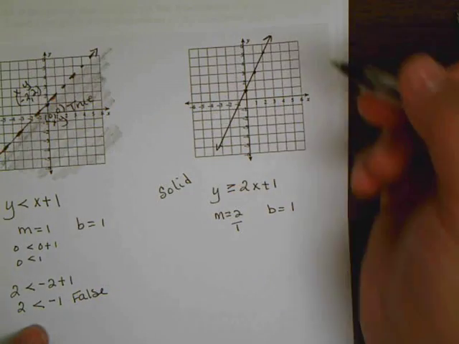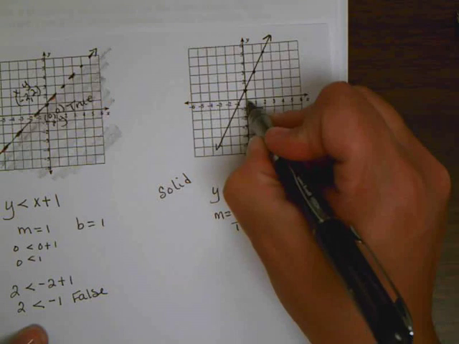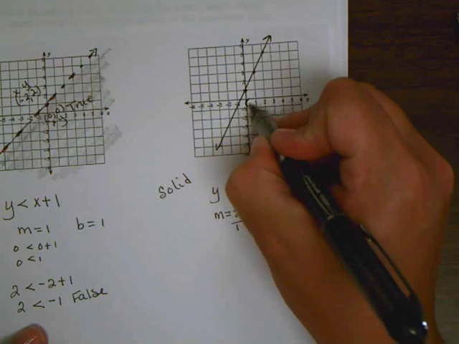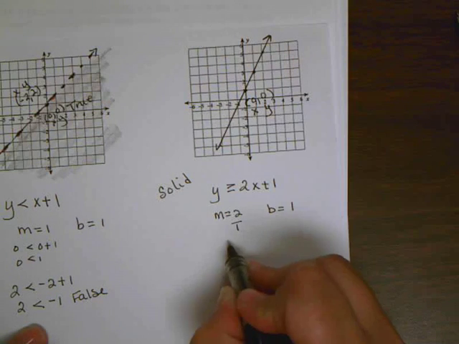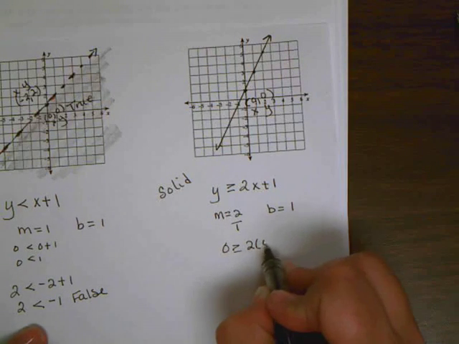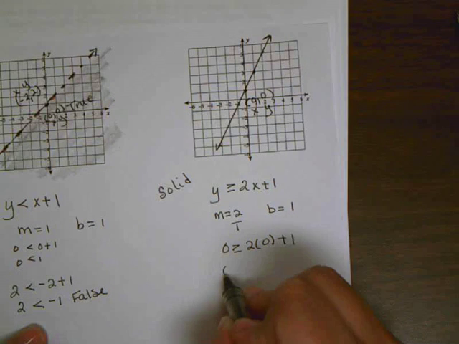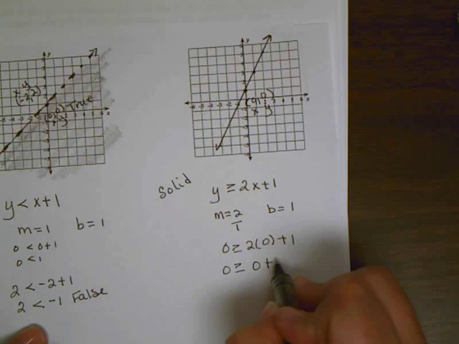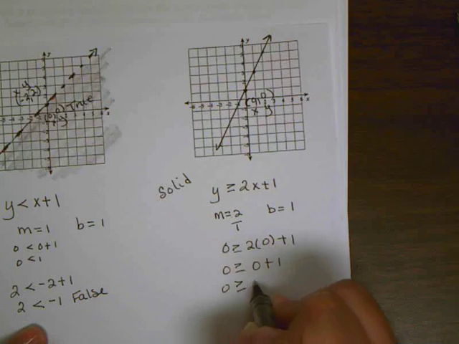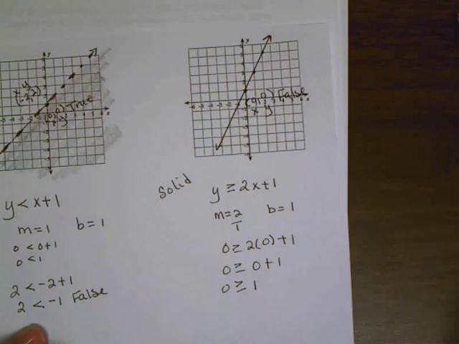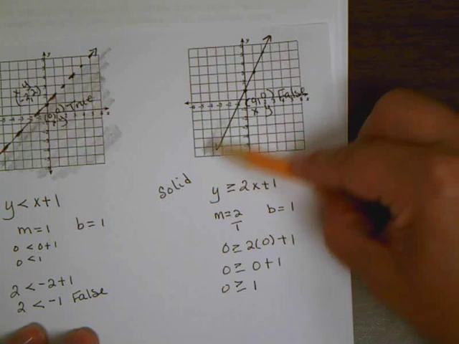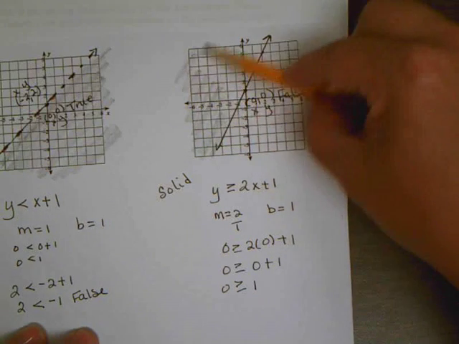Now you have to decide whether you shade above or below the line. I'm going to use a test point. Well, 0, 0, I'm going to test 0, 0. X and y are both 0. Zero is not greater than or equal to 1. That's a false statement, so instead of shading below the line, I shade above the line.